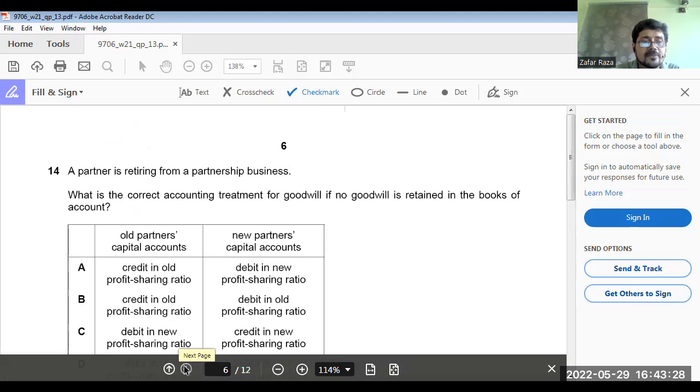Question number 14. A partner is retiring from partnership business. What is the correct accounting treatment of goodwill if no goodwill is retained in the books? First, we record goodwill by crediting goodwill in old profit sharing ratio and debiting goodwill in new profit sharing ratio. So option A should be the answer.